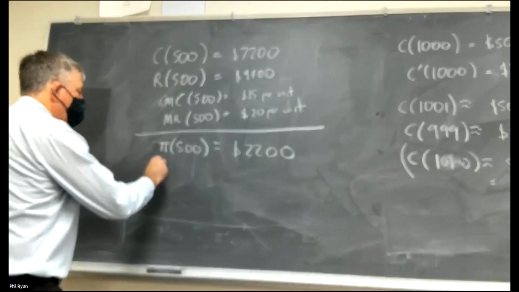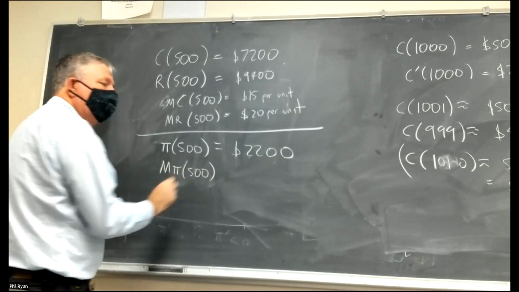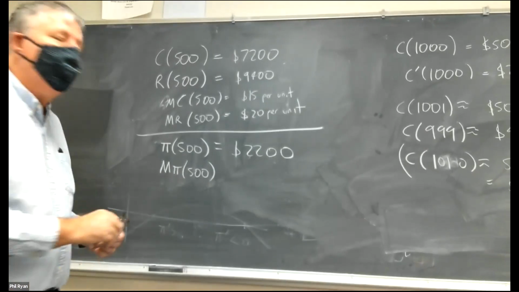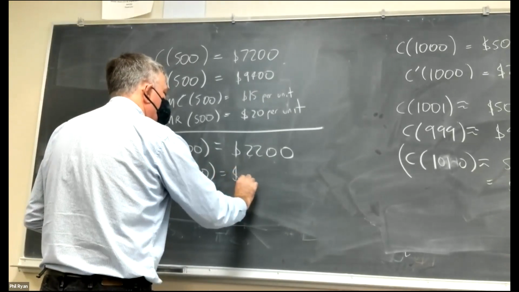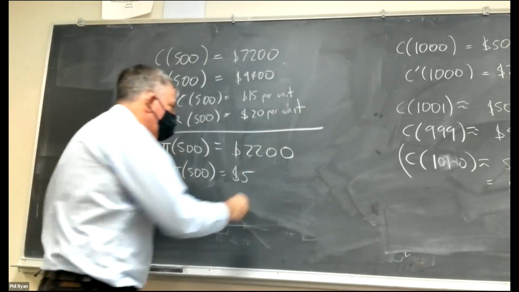So what is marginal profit at 500? $5 per unit. Yep.